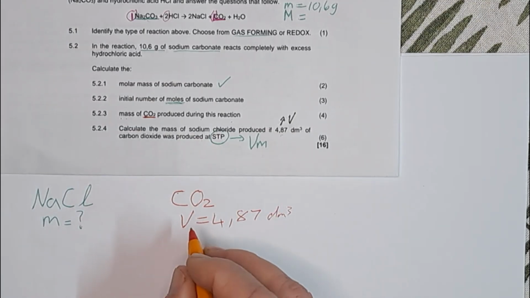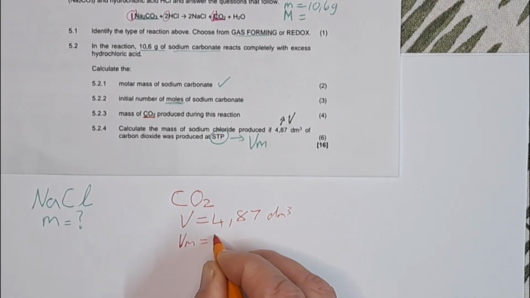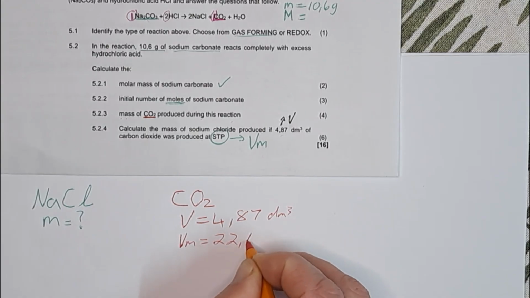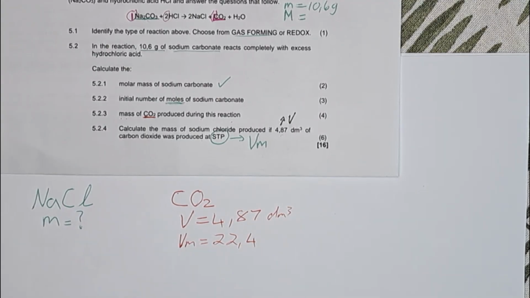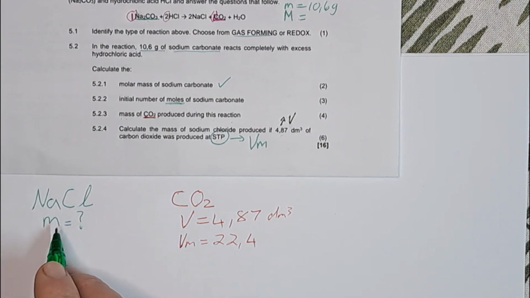Because they say STP, it means that we can use molar volume, the constant 22,4 that we can get from our formula sheet. Alright, then let's go to this side. Sodium chloride. With sodium chloride, because they gave us the name, they also gave us molar mass. Remember it: when they give us the name, they give us molar mass. We just need to go fetch it from the periodic table.